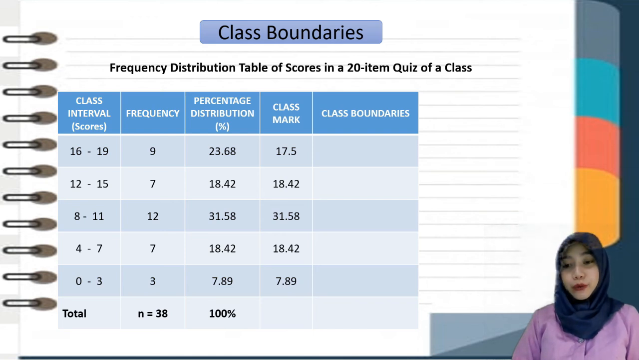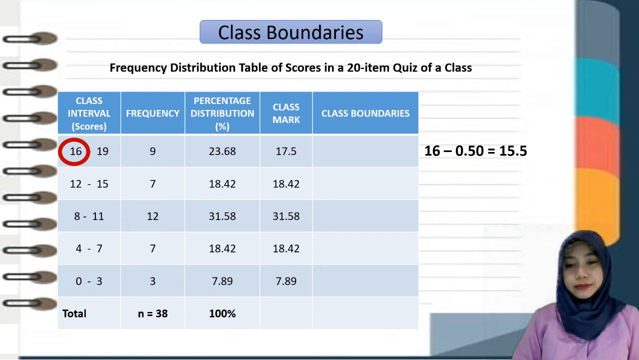But first, we have to get the lower class boundary. In the class interval of 16 to 19, our lower class limit is 16. So we will subtract the 0.5 from it. So 16 minus 0.5 is equal to 15.5. So this will be our lower class boundary for the class interval of 16 to 19.